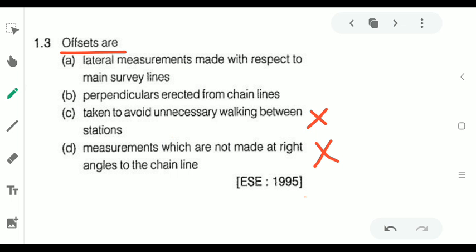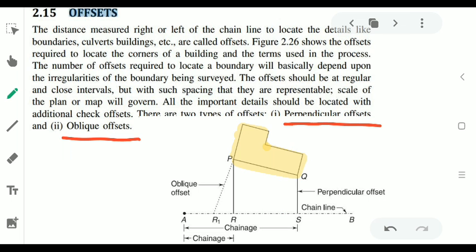Now out of these two, this is a part of offset, that is the perpendiculars erected from the chain lines. While in this question, in the first option, the best appropriate answer is given, that is lateral measurements made with respect to main survey lines. So in this option, both the types of offsets are covered. So most appropriate option would be option A. Moving on.